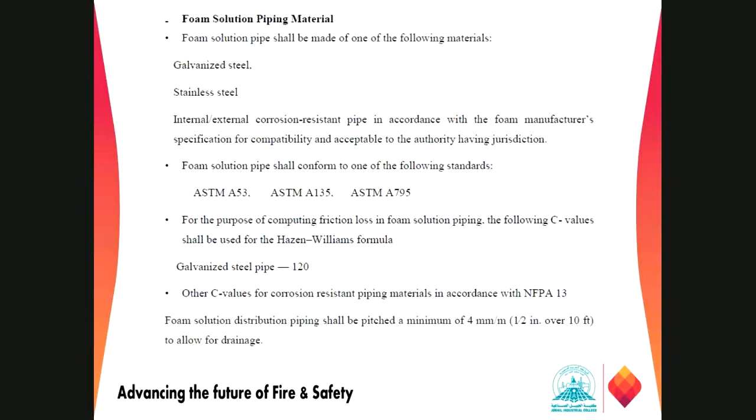Now coming to the foam solution piping. We discussed the concentrate piping from the bladder tank to the water supply line. Now for the foam water solution, what should the pipe be? The pipe might be galvanized or stainless steel pipe, right? We can use internal and external corrosion resistant pipe as per the foam manufacturer's requirement. The foam data sheet can tell you what type of pipe we are going to use for our application. And this piping should be as per ASTM A53 or ASTM A135 and those requirements.